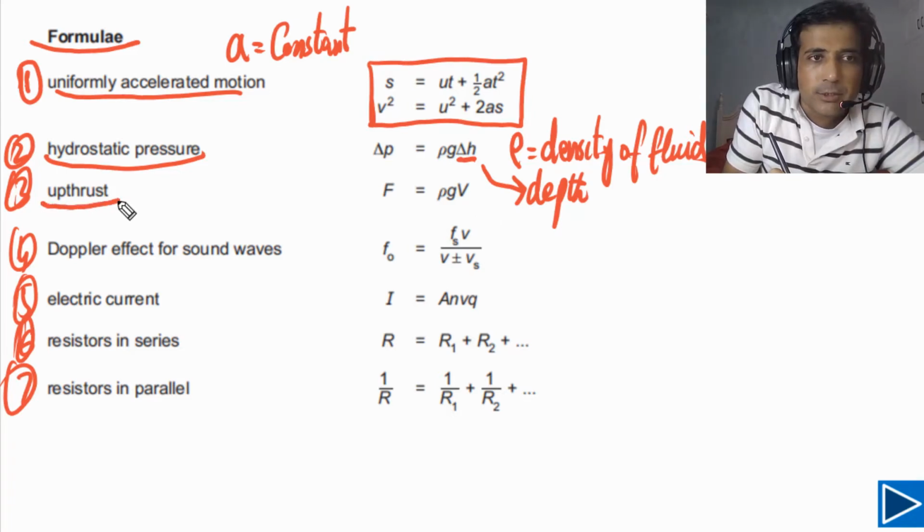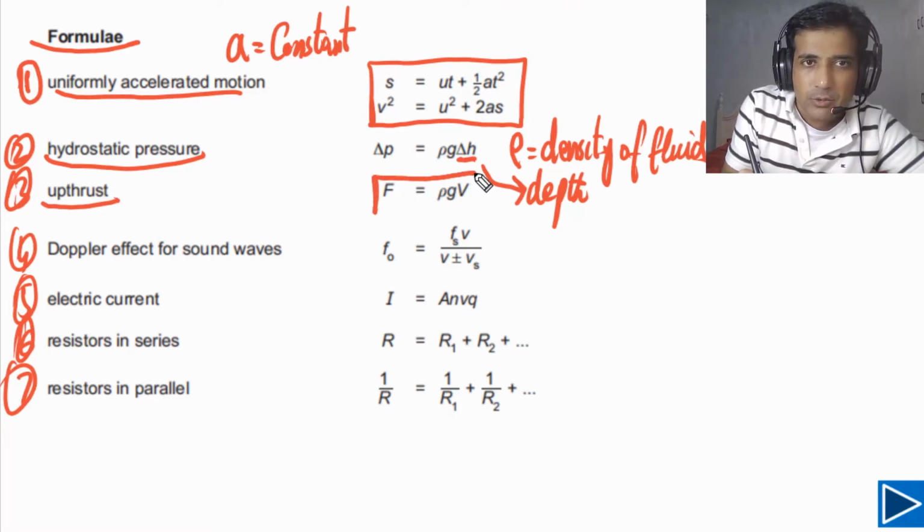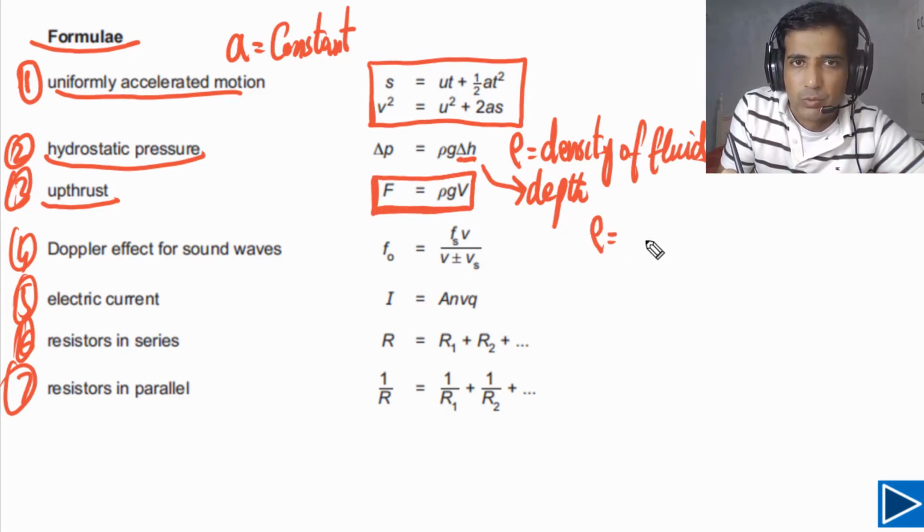Upthrust, this is a new formula. This was not in 2021, so in the formula list, you don't see this formula in 2021. So this one is the new one. This is also given to you, the formula for upthrust. In this formula, rho is the density of fluid.